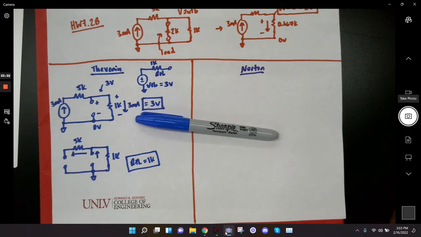You're going to short it? Or what do you call that? When I'm trying to, what am I trying to find? When you're trying to find the resistor Thevenin. So when you have current sources, you open them. And when you have voltage sources, you short them.